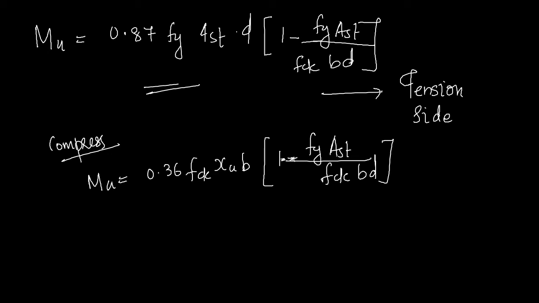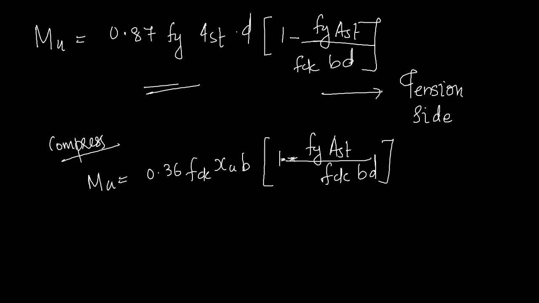So this is the equation for moment of resistance from the tension side. We have two equations derived: the moment of resistance from the compression side is given by 0.36 fck xu b, then (1 minus fy Ast divided by fck b d), into d. This is the expression for moment of resistance from the compression side, and the first one is the equation from the tension side.